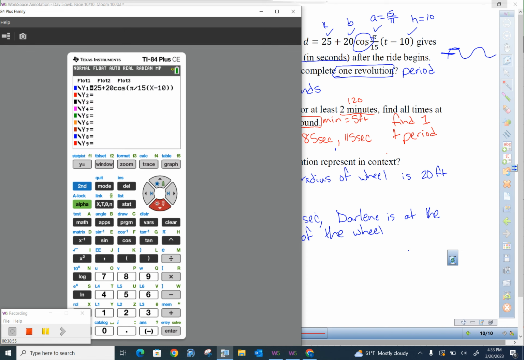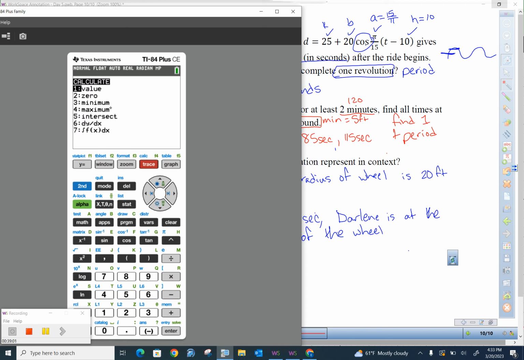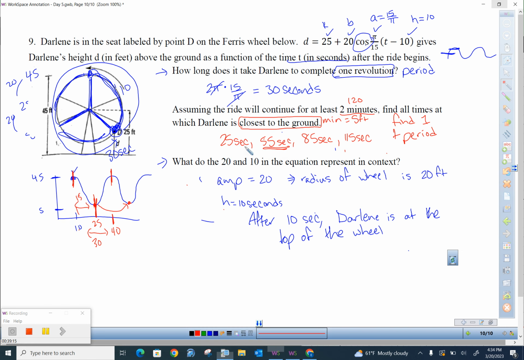We can put y equals 5 because that's our minimum if we want to trace the intersections. Or we can do second trace the minimum, do a left bound, right bound, left side, enter right side, make a guess. It's going to round all funny, but we know that's really 55. And then again, find one and then add the period to find the others. Okay, I don't care if you use your graph. You just have to find some features. In order to be able to use your graph, we have to know the window. Okay, that's going to be absolutely necessary to be able to answer that question if you're using your calculator.